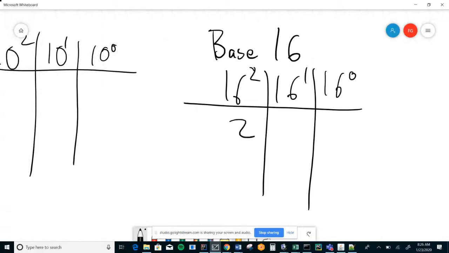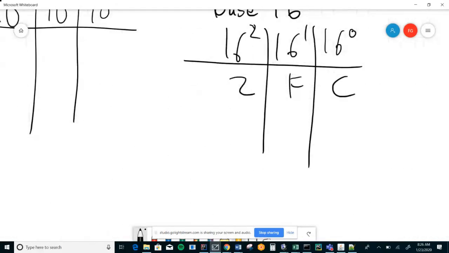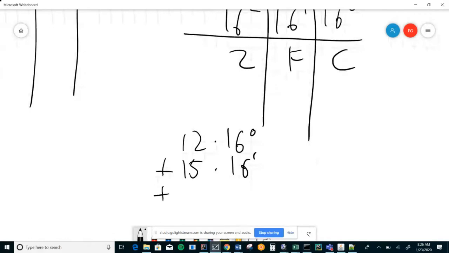You could have 2FC. And what would that be? Well, C is 12. So you have 12 times 16 to the 0. F is 15, so you've got 15 times 16 to the first. And 2, of course, is just 2. Now, what are these values? Well, 12 times 16 to the 0 happens to be 12.